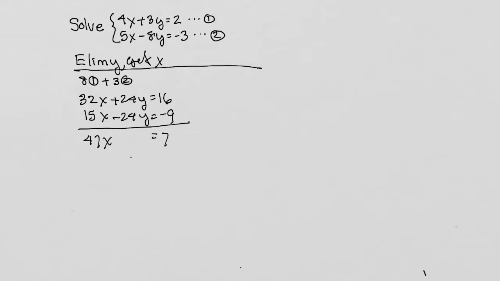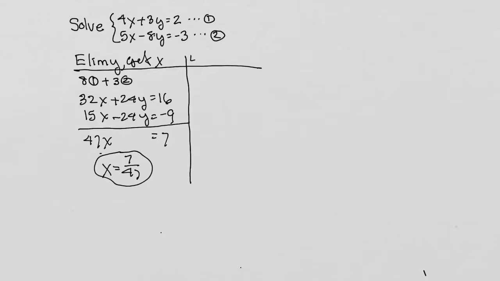And now what we've done is we started with 2 equations and 2 variables. We used some multiplication and addition, and we eliminated 1 equation and 1 variable. And now what we have left is 1 equation with 1 variable, which we can easily solve by dividing by 47. So we'll get x equals 7 over 47. So that gives us x. And now we still need to get y.